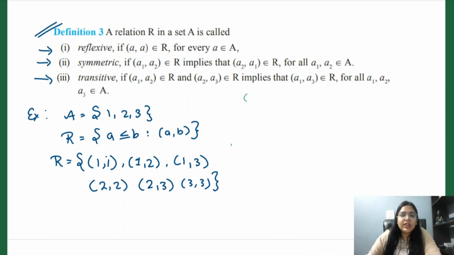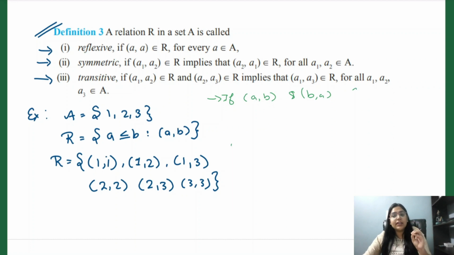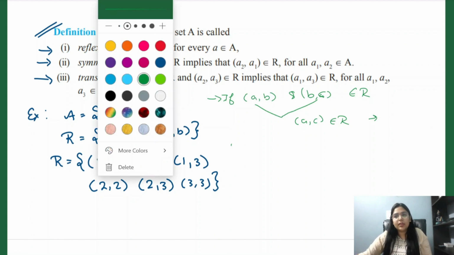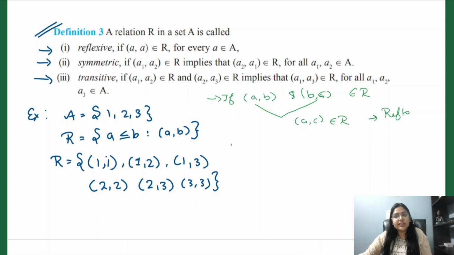Okay, so I have taken it like this: if we have elements like a comma b and b comma c, if it is already existing in our relation, and if we are able to prove that a comma c is also in the relation, then it is transitive. Okay, I hope this point is clear for you.